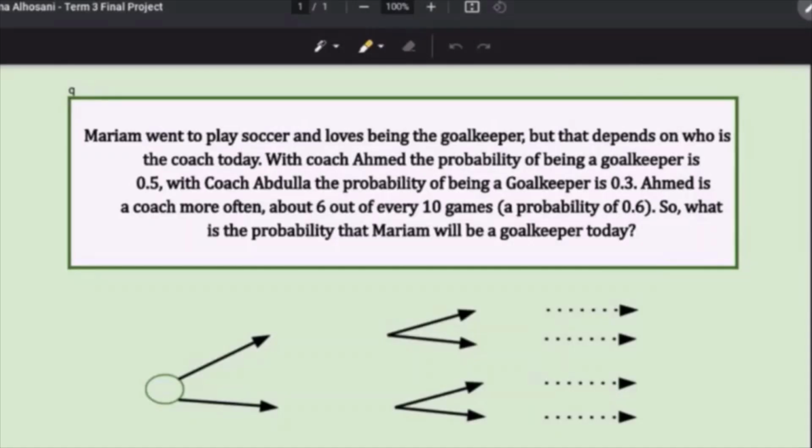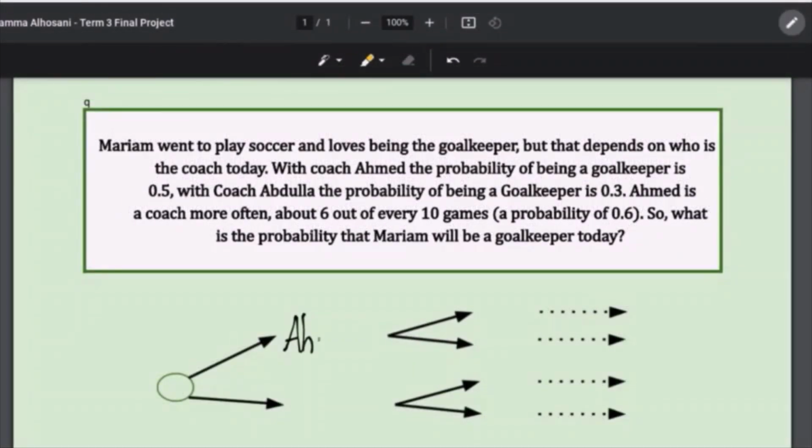Mariam wants to play soccer and loves being the goalkeeper, but that depends on who is the coach today. With Coach Ahmed, the probability of being a goalkeeper is 0.5. With Coach Abdullah, the probability of being a goalkeeper is 0.3. Ahmed is a coach more often, about 6 out of every 10 games, a probability of 0.6. So what is the probability that Mariam will be a goalkeeper today?